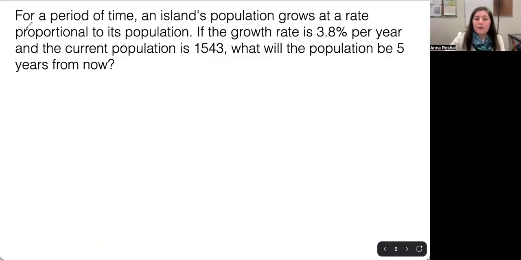Okay. For a period of time, an island's population grows at a rate proportional to its population. I don't know that that's super important, but okay. Growth rate, so we know growth and we know the rate. That means I know I'm going to have 1 plus r to the t, and I know I'm going to have a population, and I know I'm going to have an ending population. The current population, they're telling me, is 1543. And then they want to know what the population is going to be like in 5 years.